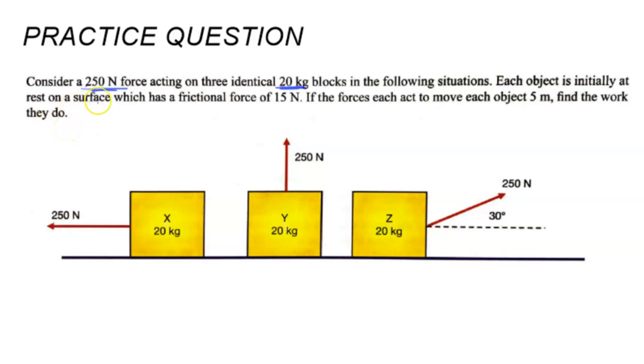Okay, so let's read it. Consider a 250 newton force acting on 3 identical 20 kilogram blocks in the following situations. So we'll label them A, B, and C. Each object is initially at rest on a surface which has a frictional force of 15 newtons. So that will be a force that opposes the motion in the horizontal. If the forces each act to move each object 5 meters, so that's our displacement, find the work they do.